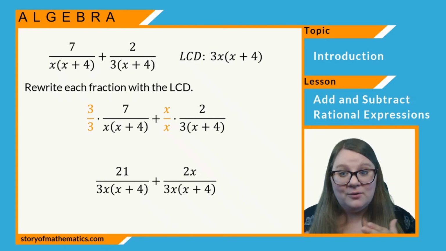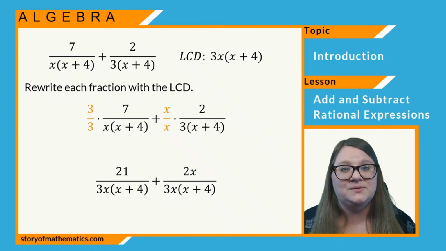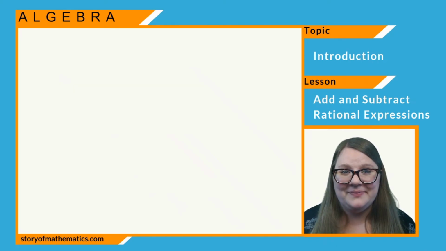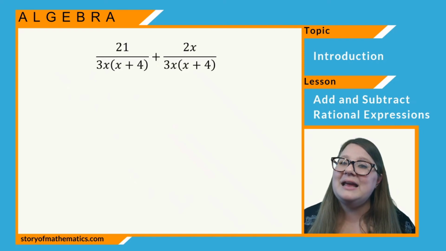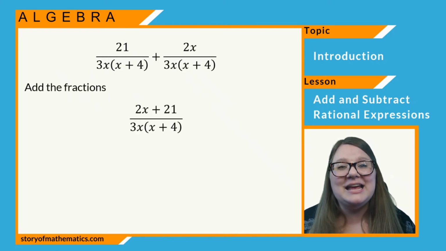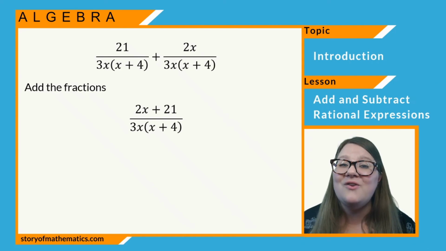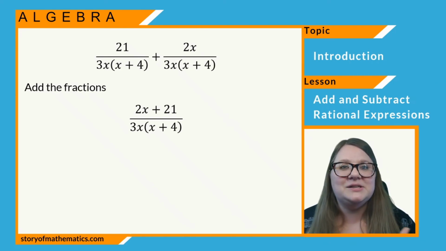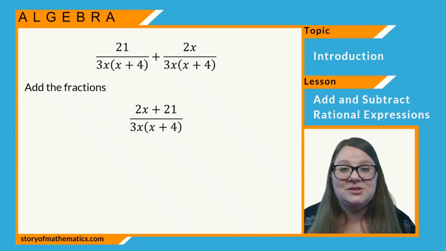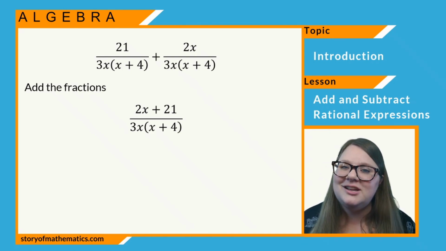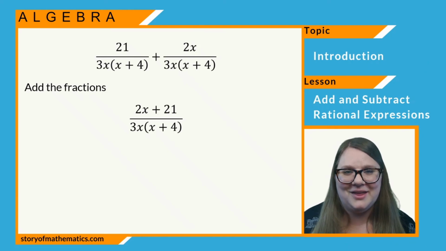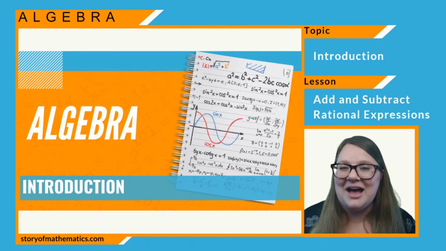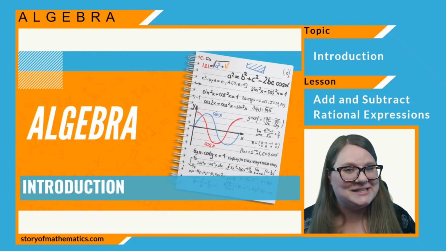That gives me the addition problem, 21 over 3x times x plus 4, plus 2x over 3x times x plus 4. Now I can go ahead and add these fractions, and I get 2x plus 21 over 3x times x plus 4. Notice that I do put the 2x in the front because it is usually a better convention to put the variable before the constant. And that is how you add and subtract rational expressions.